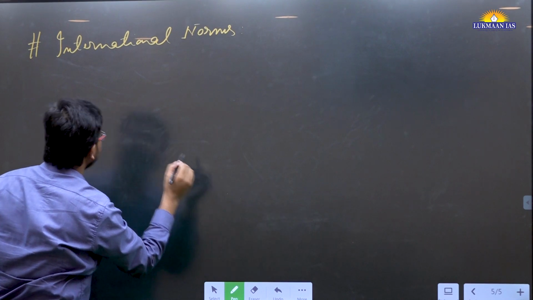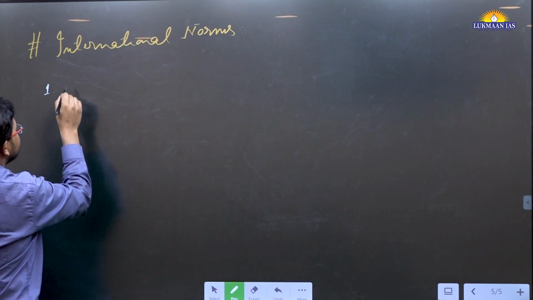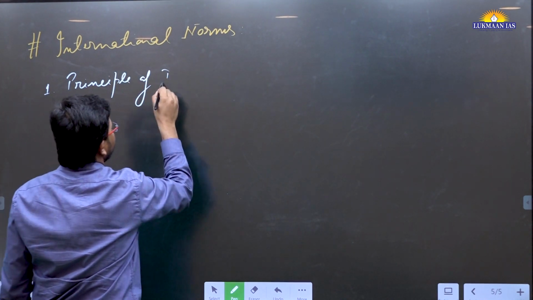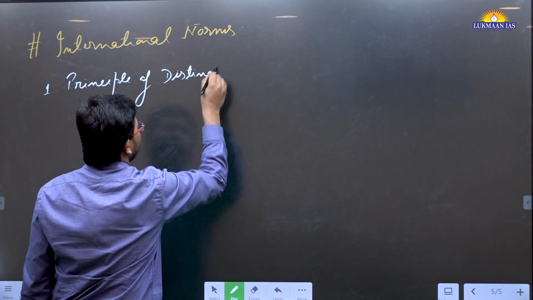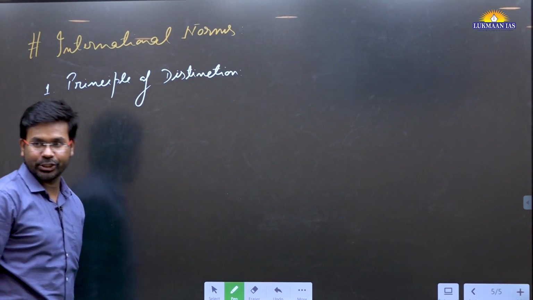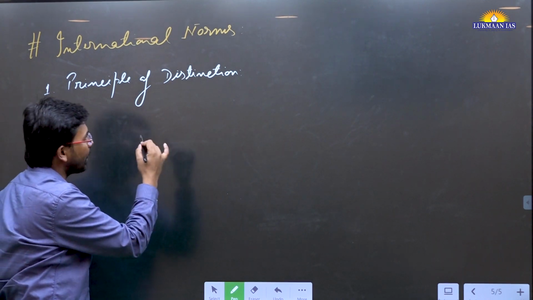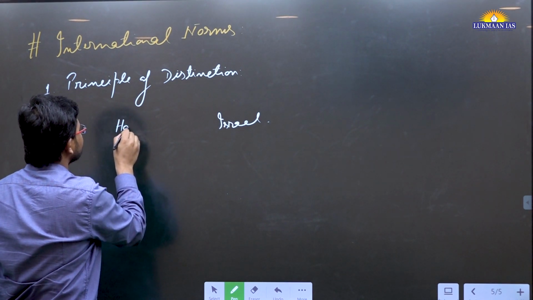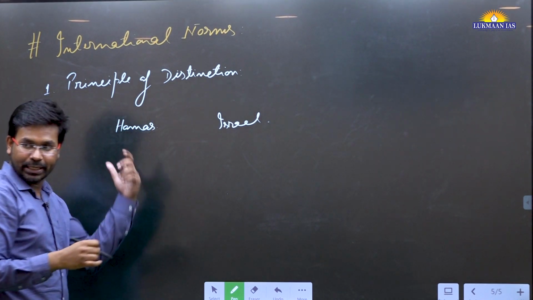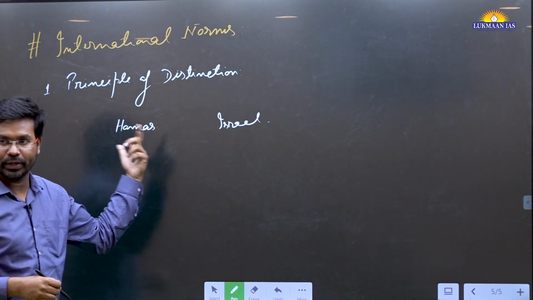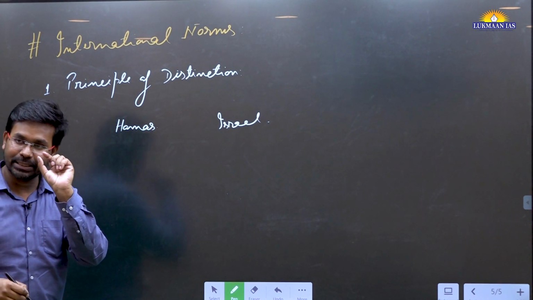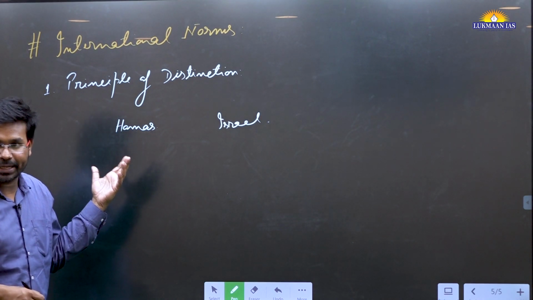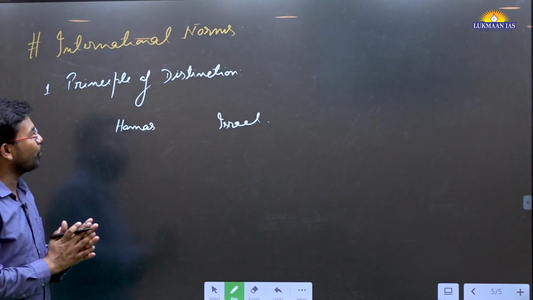One of the international norms is the principle of distinction. It means, let's say, on one side there is Israel, on the other side there is Hamas. Hamas is a political grouping, it's a terror outfit also, we can say. Some countries have labeled Hamas a terror organization. Many countries have not; there are divided opinions related to this.